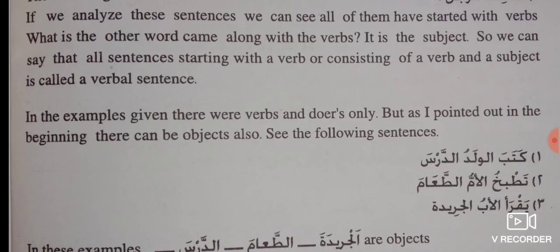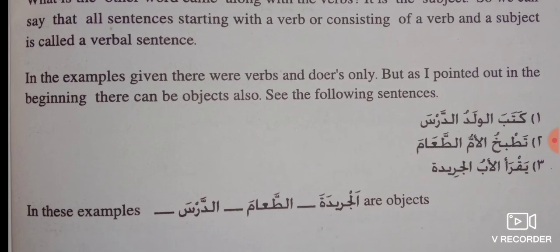What is the other word that came along with the verbs? Just like Nama tiflu, there is a word, there is a noun with Nama. Isn't it the subject? So we can say that all sentences starting with a verb or consisting of a verb and a subject are called a verbal sentence, that we have studied.